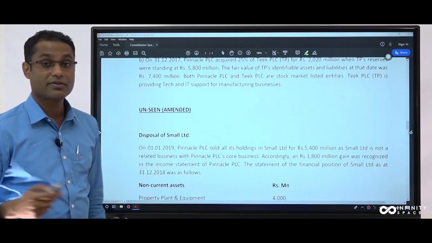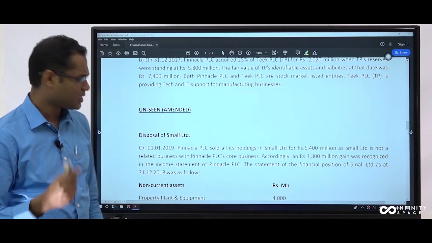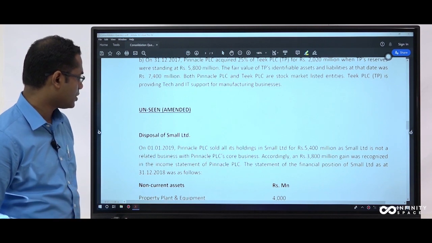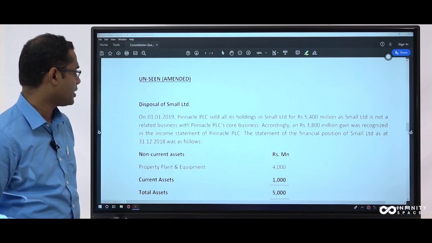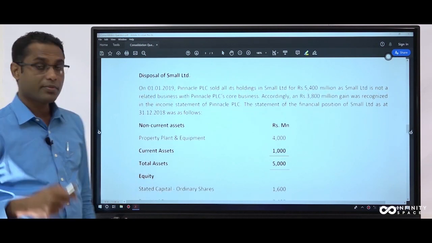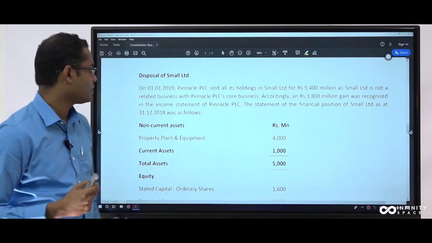Unseen means what is given in the pilot paper. There also I made a few amendments to the numbers. I'll explain those when I go through. Right? So, the information given in the pilot paper, first of all, the first information is about the disposal of Small Limited.